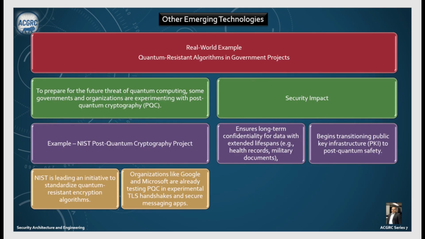Real world example? Well, to prepare for the future threat of quantum computing, some governments and organizations are experimenting with post quantum cryptography. Example, the NIST post quantum cryptography project, wherein NIST is leading an initiative to standardize quantum resistant encryption algorithms. Organizations like Google and Microsoft are already testing post quantum cryptography in experimental TLS handshakes and secure messaging apps.